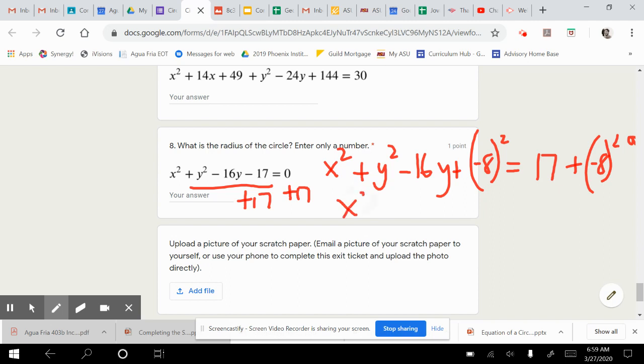All right, so you'll get x squared plus y squared minus 16y plus 64 equals 64 plus 17, which is 81. Now this question is just asking for the radius, so I'm not even going to worry about the center. The radius here is just going to be the square root of 81, which is 9.